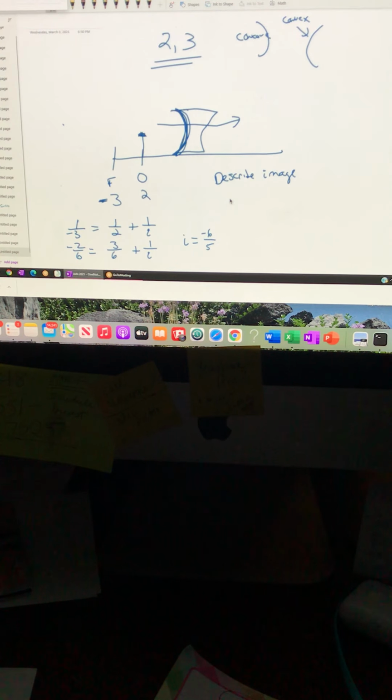So if I is negative, we know it's virtual. And if I is negative, we know that M is positive because they're opposite in sign, so it's erect. And last but not least, is 6/5 a bigger number than 2? No. So it has to be reduced. Everybody feeling it? So we got a little reduced, erect, virtual image.